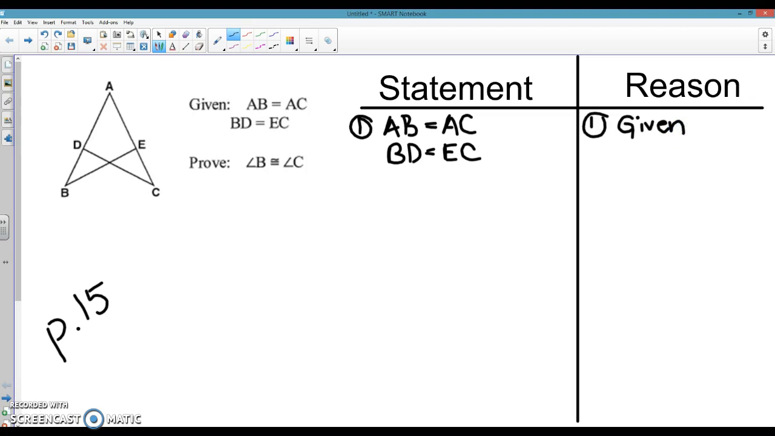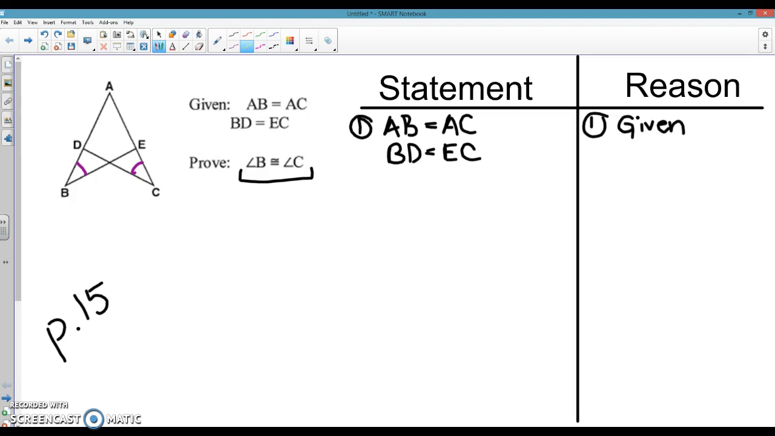Now, we're trying to prove that angle B is congruent to angle C. So quickly, if I highlight this, I'll draw it in purple. We're trying to prove that these two angles are congruent to one another. So the first thing I'm going to do is mark my diagrams.